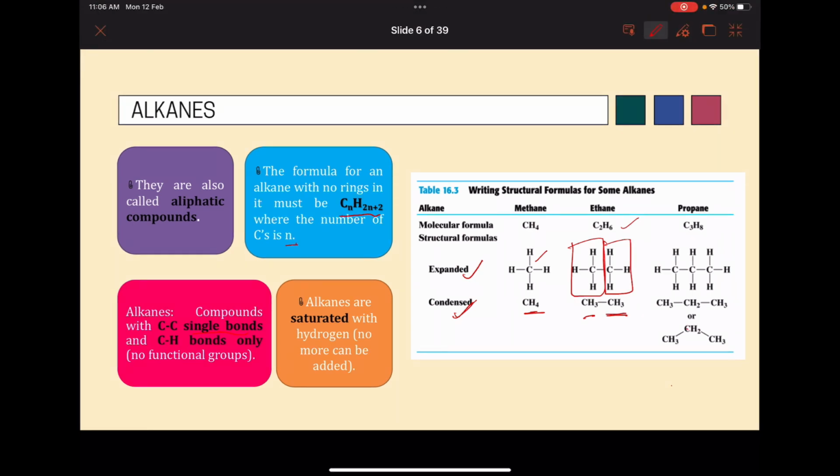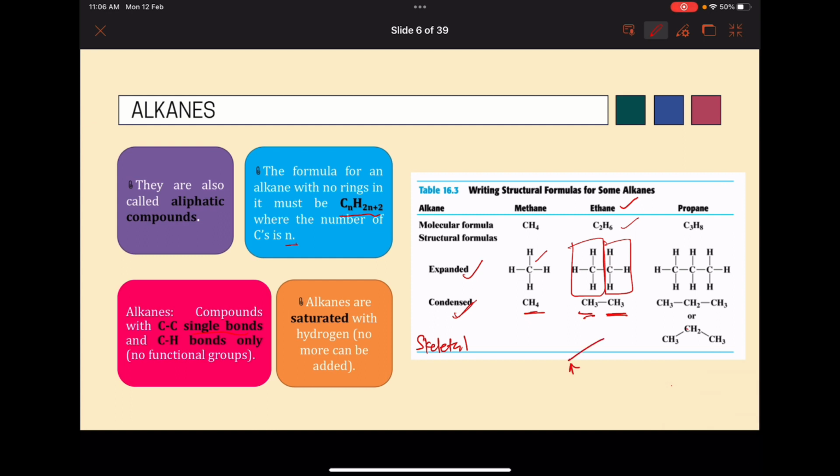Okay, other than the expanded structure and condensed structure, we also can draw the molecular formula of alkane with the skeletal structure, where the skeletal structure means that every corner or every end shows one carbon, and we can start to draw the skeletal structure with the ethane structure and so on. Okay, for example, in ethane, we have 1 and 2 carbon. So, which means we can draw the skeletal structure for ethane like this one.